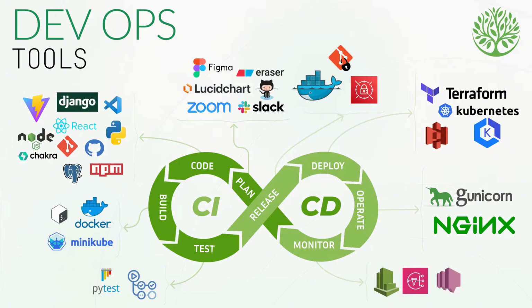We developed and tested locally with Minikube, then used Terraform to provision infrastructure and deploy our application to AWS EKS. In production, Gunicorn served our Django backend, while Nginx acted as a reverse proxy. For observability, we leverage CloudWatch and EventBridge to monitor logs, trigger alerts, and keep our system healthy and reliable.